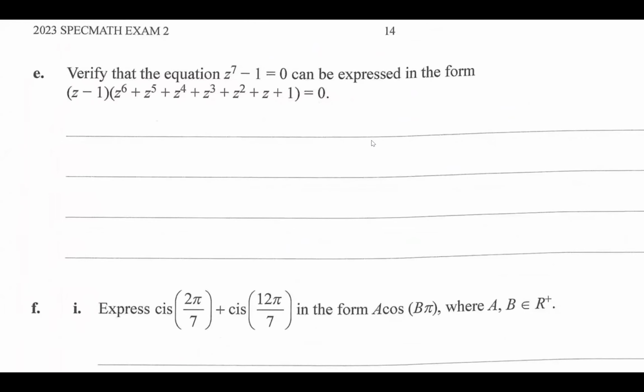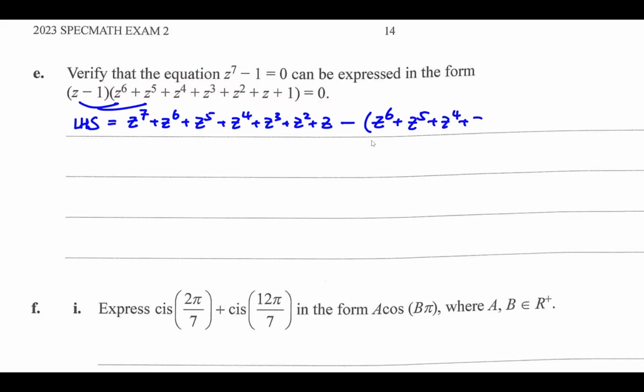Okay, verify that the equation z to the power 7 minus 1 equals 0 can be expressed in the form z minus 1 times z^6 plus z^5 plus z^4 plus z^3 plus z^2 plus z plus 1 equals 0. So the left-hand side equals z to the power of 7 plus z to the power 6 plus z to the power 5 plus z to the power 4 plus z to the power 3 plus z squared plus z. Basically, you just multiply z into each term and subtract 1 multiplied by each term. So z to the power 6 plus z to the power 5 plus z to the power 4 plus z to the power 3, z to the power 2, z to the power 1 plus 1.